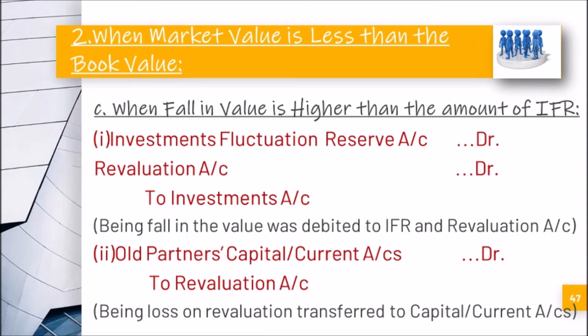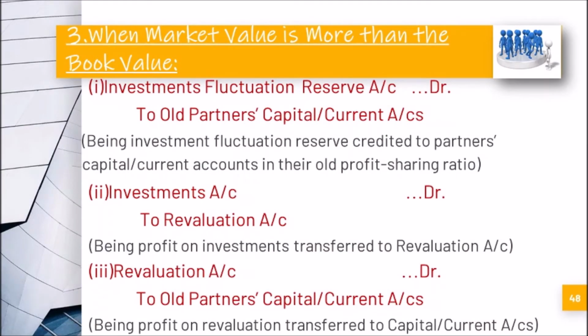Understood the point? So first entry will be passed in that case, investment fluctuation reserve account debit, revaluation account debit to investment account. Being fall in the value was debited to IFR and revaluation account, right? Second entry, old partners capital or current accounts debit to revaluation account. Being loss on revaluation transferred to capital or current accounts. Understood? Now let's move on. The case number 3, yes, the case number 3 is also there in case of IFR, when market value is more than book value, because this is what the purpose for making the investment.